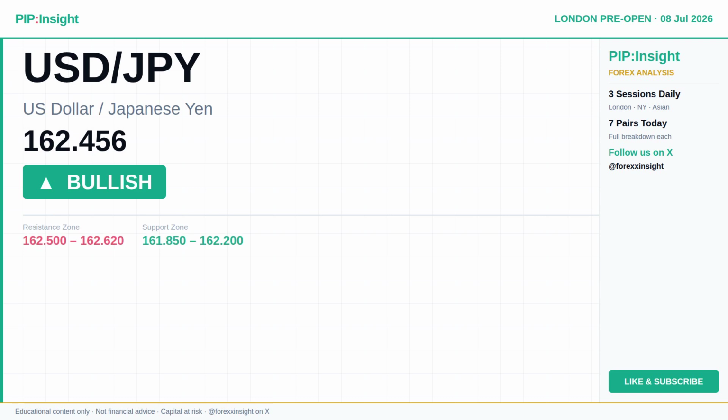Dollar Yen. The chart is showing bullish structure on this session. The 4-hour trend is to the upside and the 1-hour is also pointing higher. Resistance is marked between 162.5 and 162.62. Support is marked between 161.85 and 162.2. Here is the full chart breakdown.